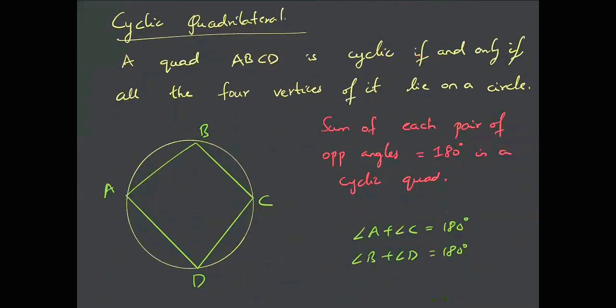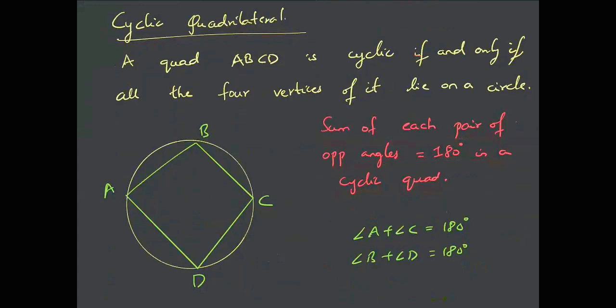Yeah. So we have already discussed what is a cyclic quadrilateral. We have also proved that the sum of opposite angles in a cyclic quadrilateral is 180 degrees. So let us discuss a bit more about cyclic quadrilaterals and let us solve some problems.